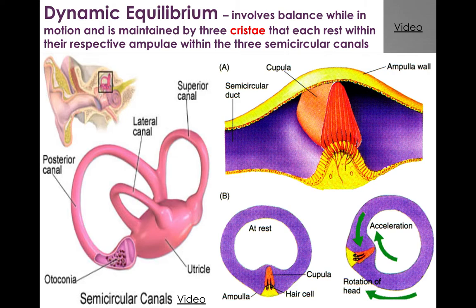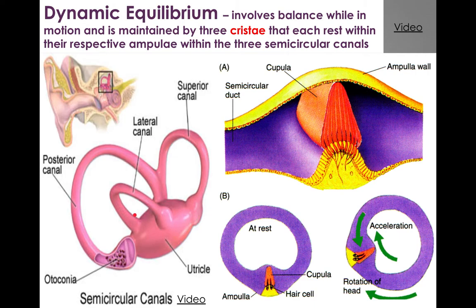So we have 1, 2, 3 semicircular canals in each ear, all oriented differently to detect movement in different planes. Dynamic equilibrium involves balance while in motion and is maintained by the three crista that each rest within their respective ampullae, within the three semicircular canals. So what's happened? Let's take a look at the lateral canal, although you don't need to know the names of the canals, so we're just doing this very generally.